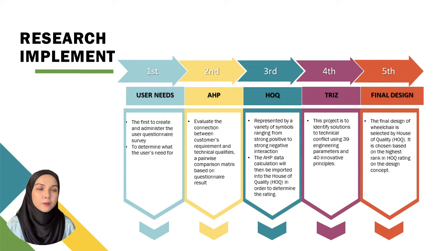There are 5 steps in the research implementation. The first is user need: creating and administering a user requirement survey to determine what the user needs. Second is using AHP to evaluate the connection between customer requirements and technical qualities, with a pairwise comparison matrix based on questionnaire results. The third is using HOQ, represented by a variety of symbols ranging from strong positive to strong negative interaction, and the data from the AHP calculation will be imported into the House of Quality to determine the rating.